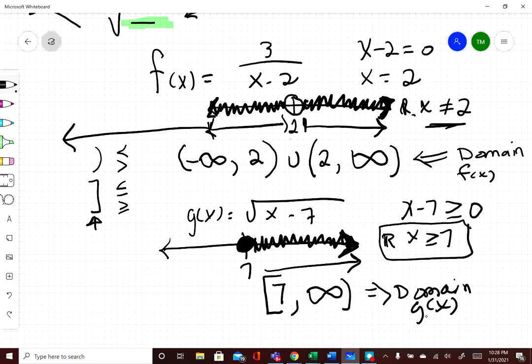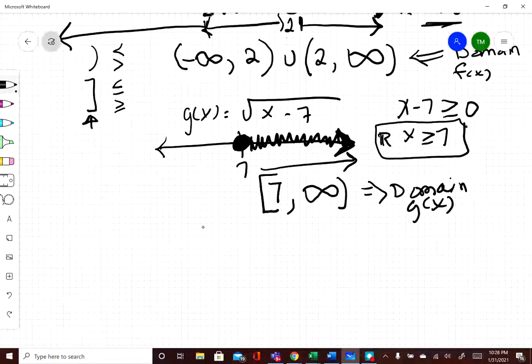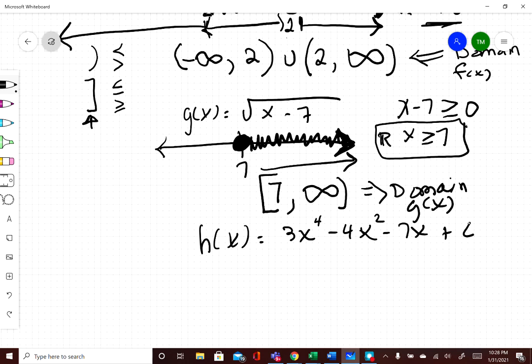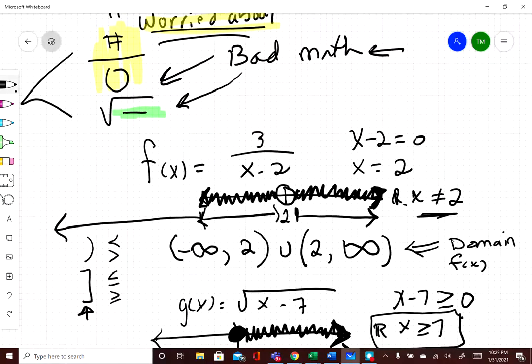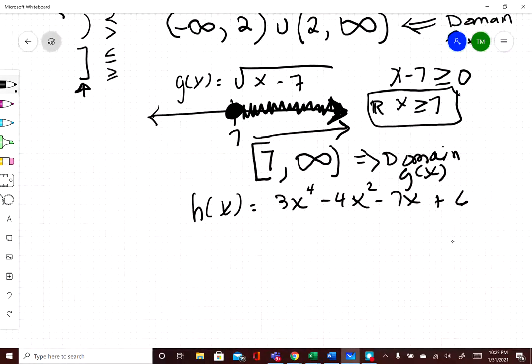Let's take a look at one more. Let's say we had the function h of x is equal to 3x to the 4th minus 4x squared minus 7x plus 6. So I'm going to go back to our original question. What are we worried about? And going back and looking at the things we were worried about, zeros in the denominator and negatives underneath square roots. So with h, what are we worried about?